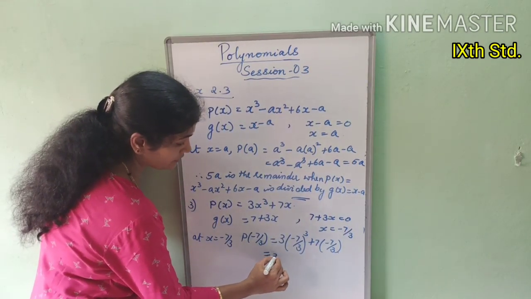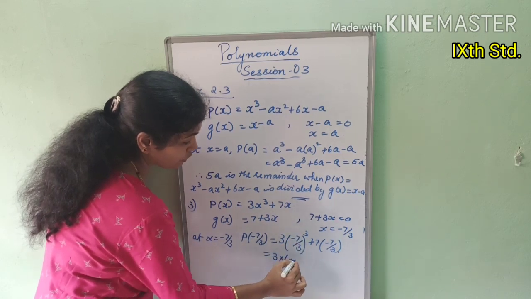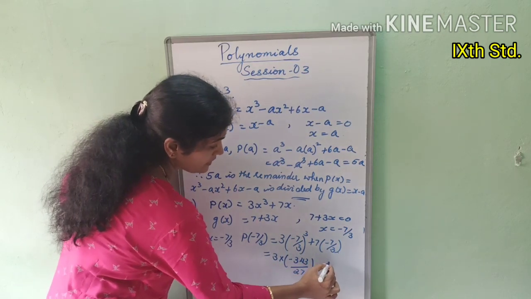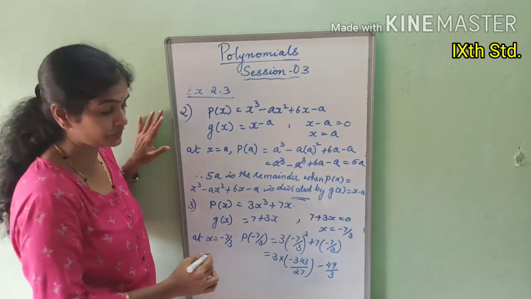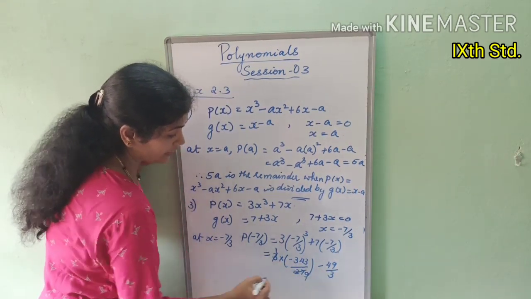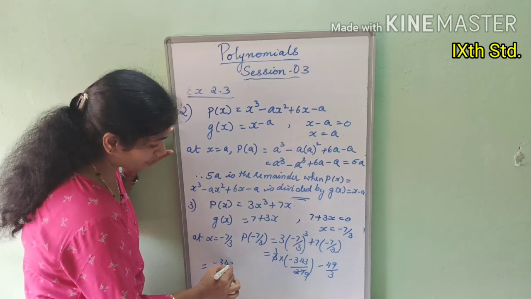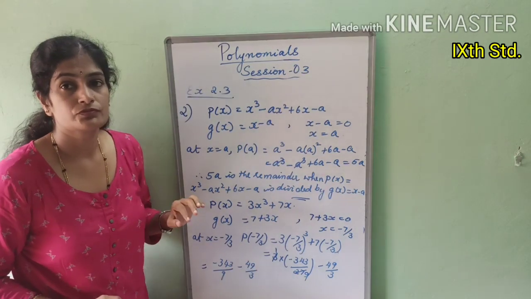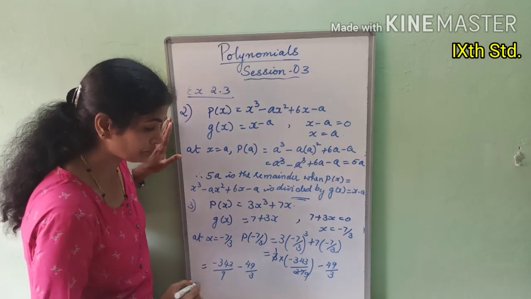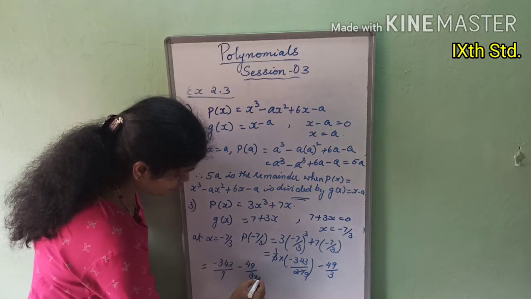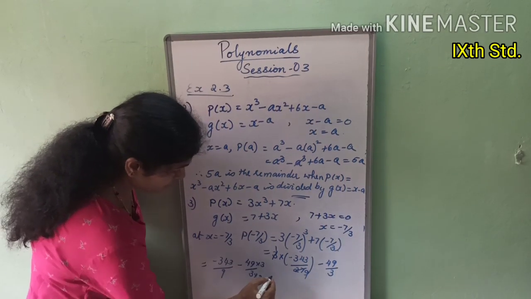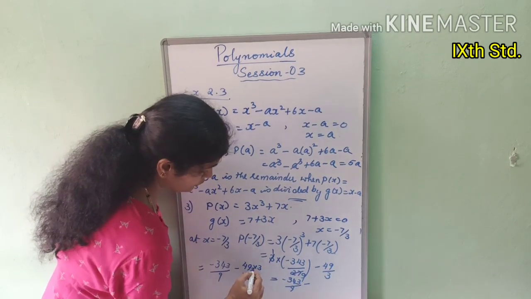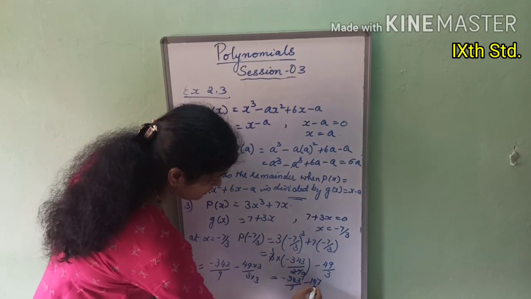So this will be 3 into minus 7 cube is 343 by 3 cube 27, minus 49 by 3. Simplify this. This is 9. So what it is? Minus 343 by 9 minus 49 by 3. Okay. Now you take the LCM of this. What will be the LCM? This is into 3 I will take, and this is also into 3. So this will lead to minus 343 by 9 minus 147 by 9.